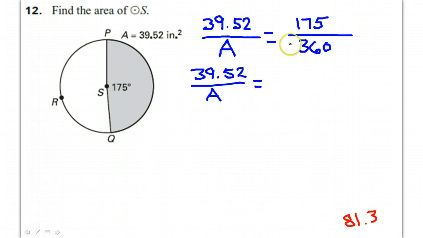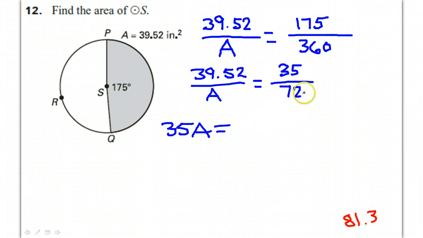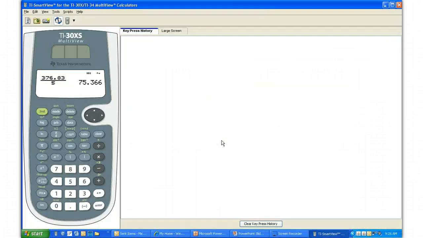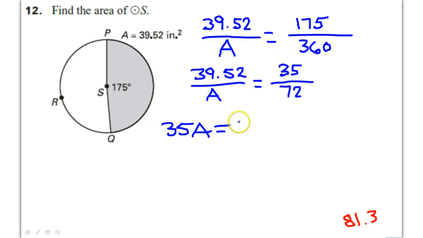Hunter, what is this fraction reduced down to, brother? 35 over 72. Okay, time to cross multiply. 35 times A. That's just 35A. What's 72 times 39.52? Say it again.